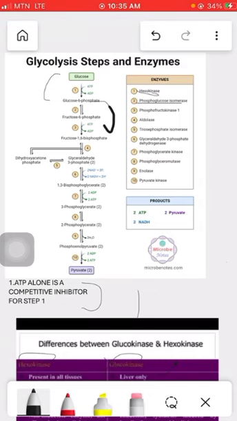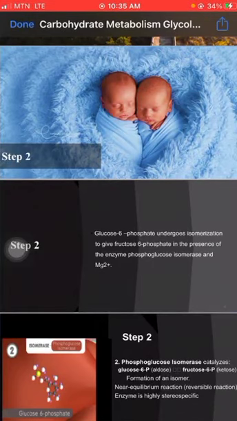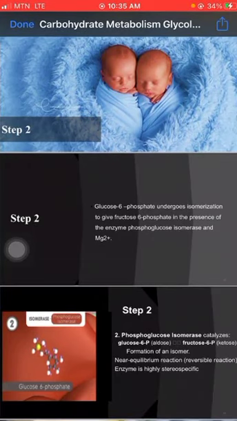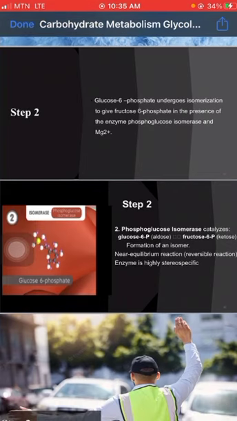Phosphoglucose isomerase. As you can see, that is the enzyme that will catalyze the second step. And this phosphoglucose isomerase enzyme also depends on magnesium 2 plus. So put that in mind. And the phosphoglucose isomerase enzyme is highly stereospecific.